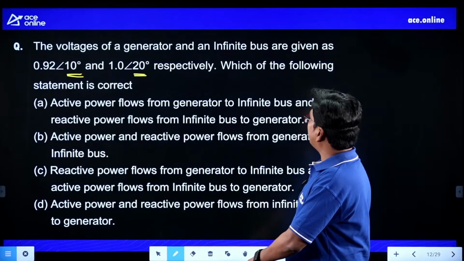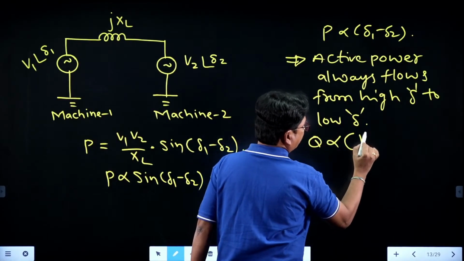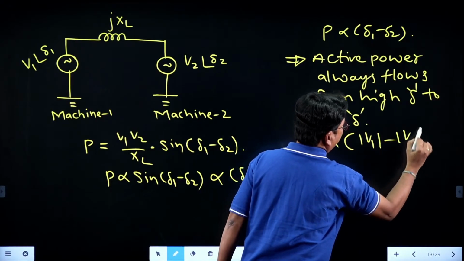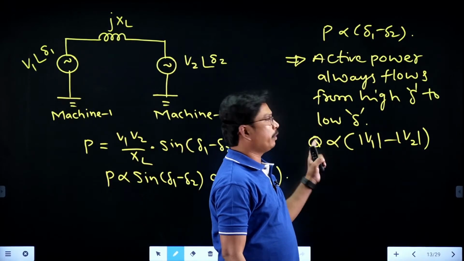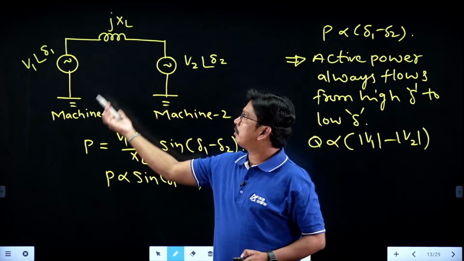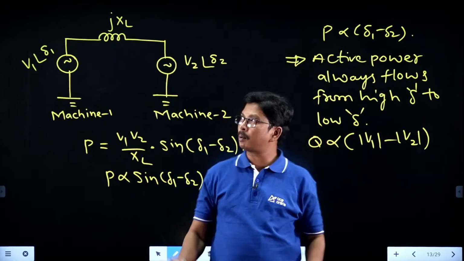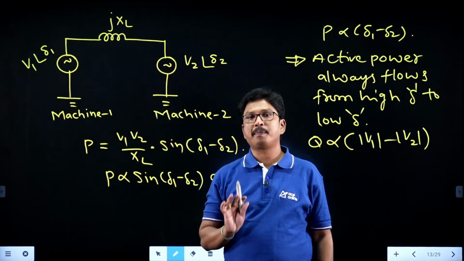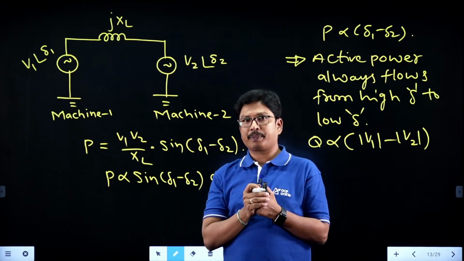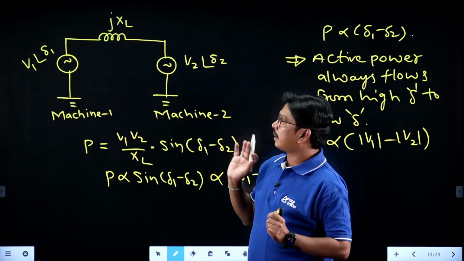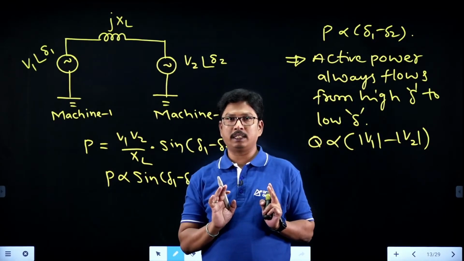If you see the reactive power in every power system network, it is proportional to magnitude of V1 minus magnitude of V2. When V1 is more than V2, Q will be positive, flowing from bus 1 to bus 2. When V2 is more than V1, then reactive power is flowing from bus 2 to bus 1. Therefore, in an inductive reactance network, reactive power is always flowing from the high value of voltage magnitude to the low value of voltage magnitude.